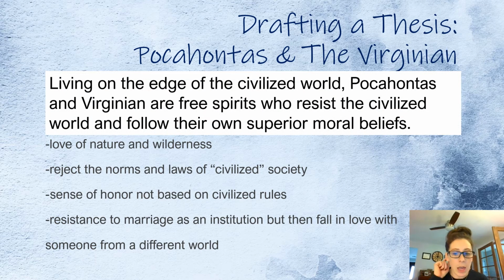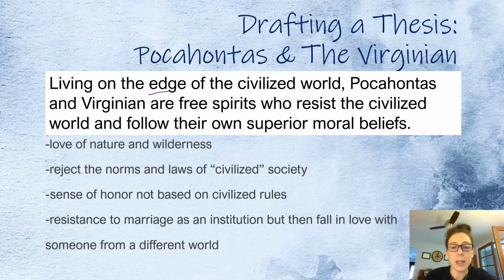So this is what I came up with for my first stab at my thesis. Living on the edge of the civilized world, Pocahontas and the Virginian are free spirits who resist the civilized world and follow their own superior moral beliefs. So there are a few things that I think are okay here, and there are definitely a few that I'm going to want to change as I work on my project, but I don't need a perfect thesis. I just need something to start on.